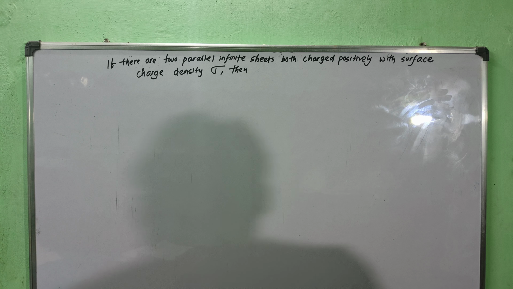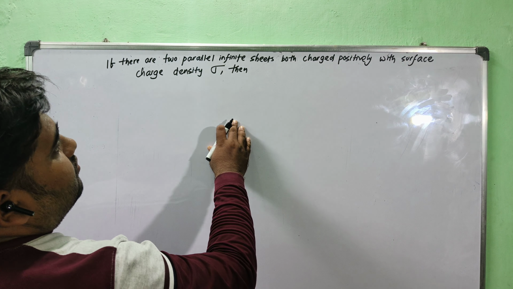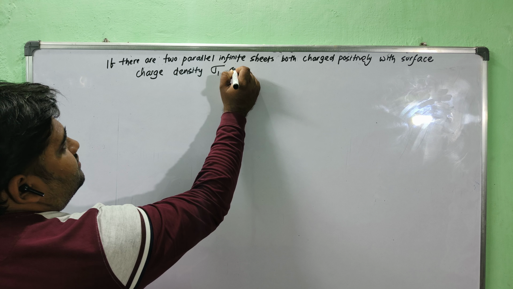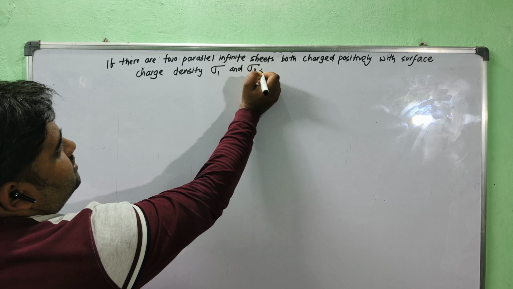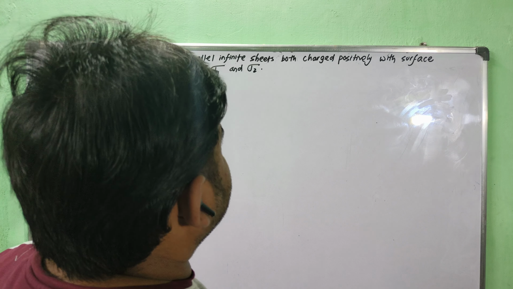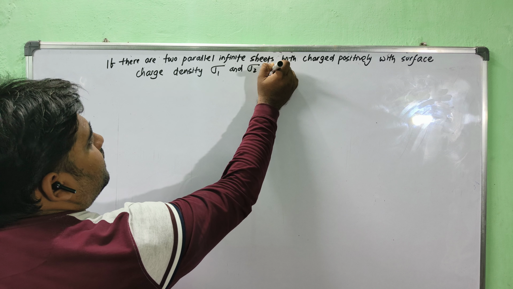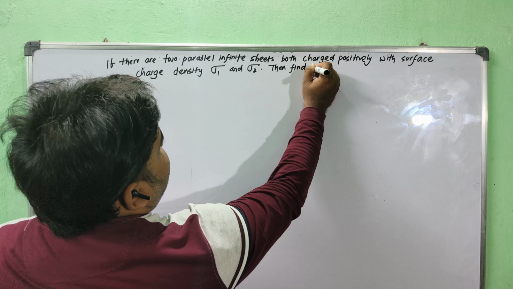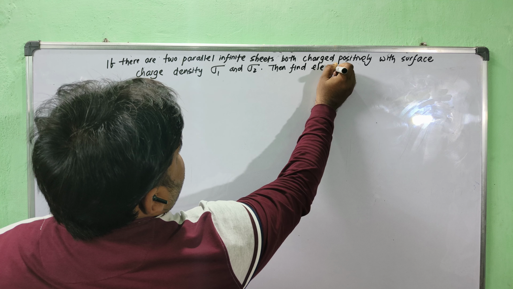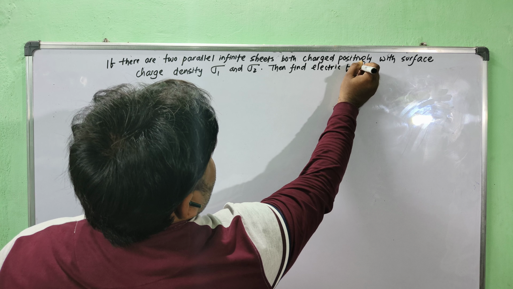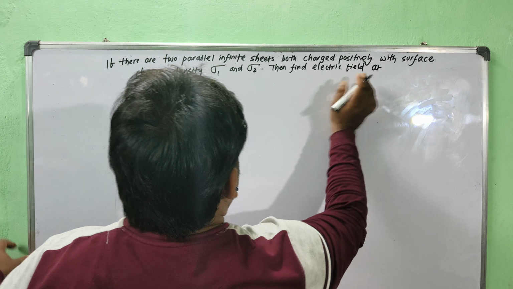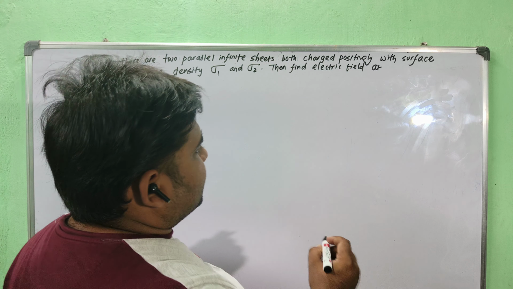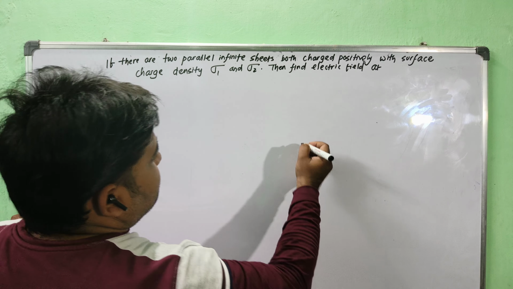Okay, charge density. Both are charged positively, with charge density sigma 1 and sigma 2. Let one be charged with sigma 1 and another with sigma 2. Then we are going to find the electric field at certain positions. Don't include these points now. I am going to draw a diagram and then you can understand these things.